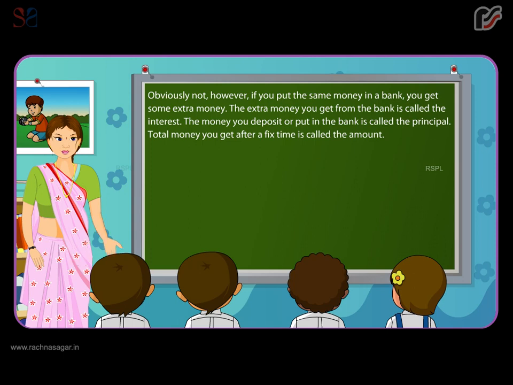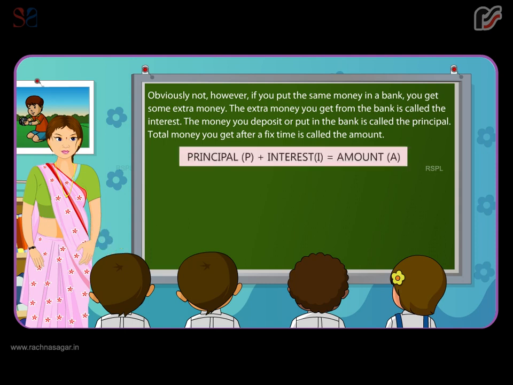The money you deposit or put in the bank is called the principal. The total money you get after a fixed time is called the amount. Principal P plus interest I is equal to amount A.